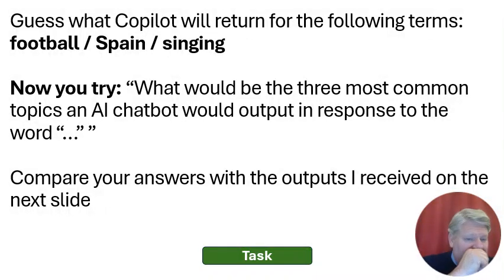But guess what Copilot will return for the following terms: football, Spain, singing. This is a task that I'd like you to do. What would be the 3 most common topics an AI chatbot would output about in response to the word football, or Spain, or singing? Do this now, pause it, and then we'll compare on the next slide.